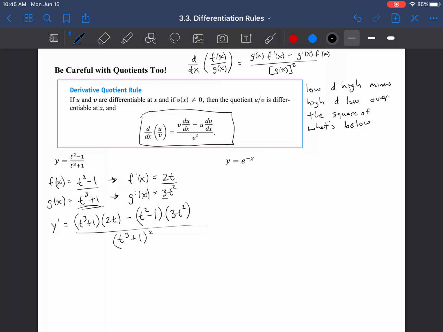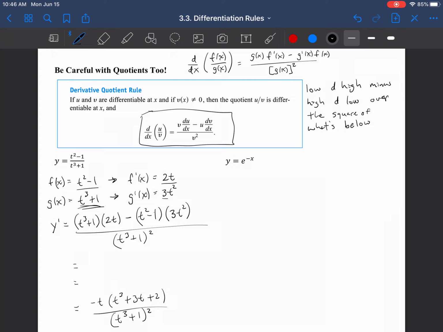And you can go through, just so this video isn't super long, you can go through and reduce this down, do a couple of lines, and you should get something like negative t times t cubed plus 3t plus 2 all over this t cubed plus 1 squared.